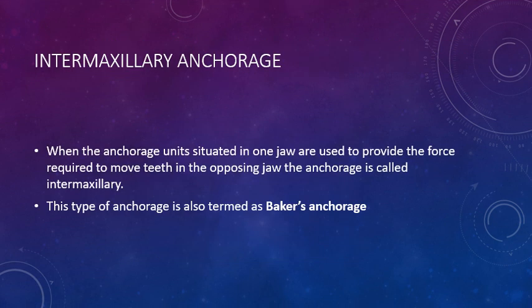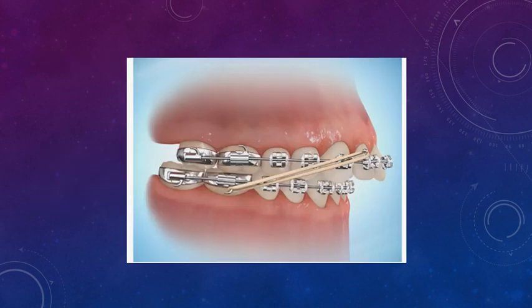Intermaxillary anchorage. As the name indicates, the two jaws are involved here. One jaw is providing anchorage to the other jaw. For example, we can use elastics. This can also be called Baker's anchorage. Here in the picture, it shows class 2 elastics are used to correct molar and canine relationship.